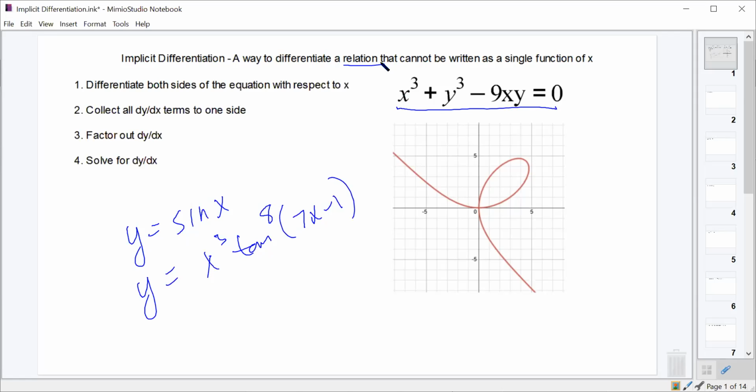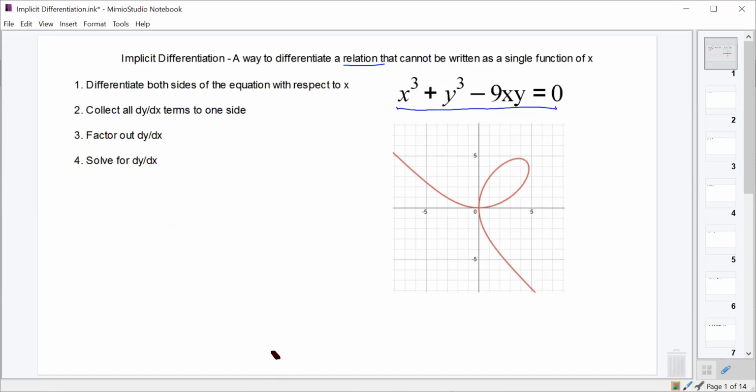And some of these that we'll deal with, there might be a relatively easy way for us to solve for y and do it normally. But for some of them, like for example, this one, x cubed plus y cubed minus 9xy equals 0, there's no good way to just solve that for y. And even if you did solve it for y, you wouldn't end up with a single function, right? Because this does not pass the vertical line test, right? You're all familiar with the vertical line test?